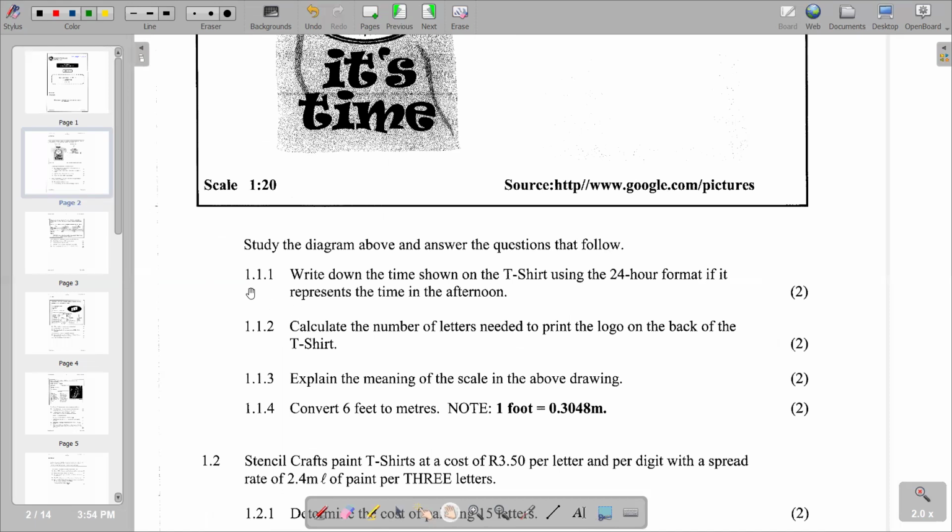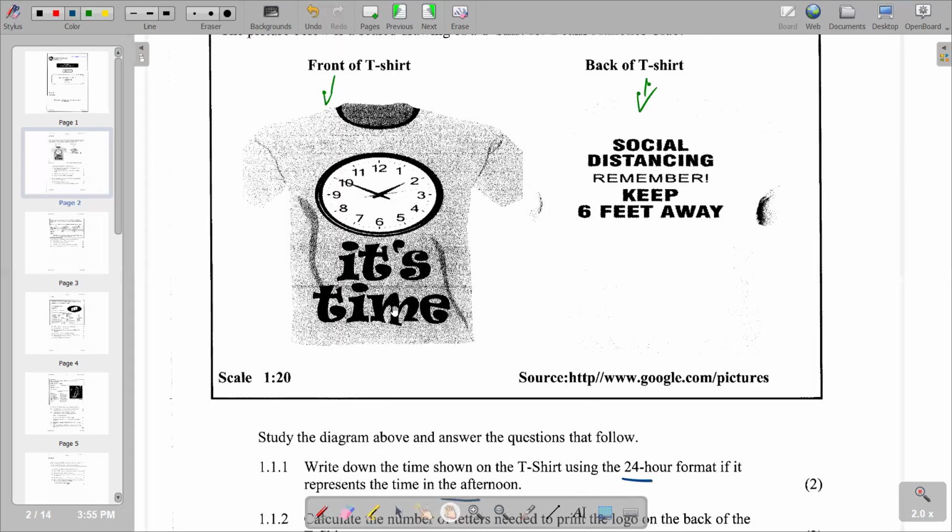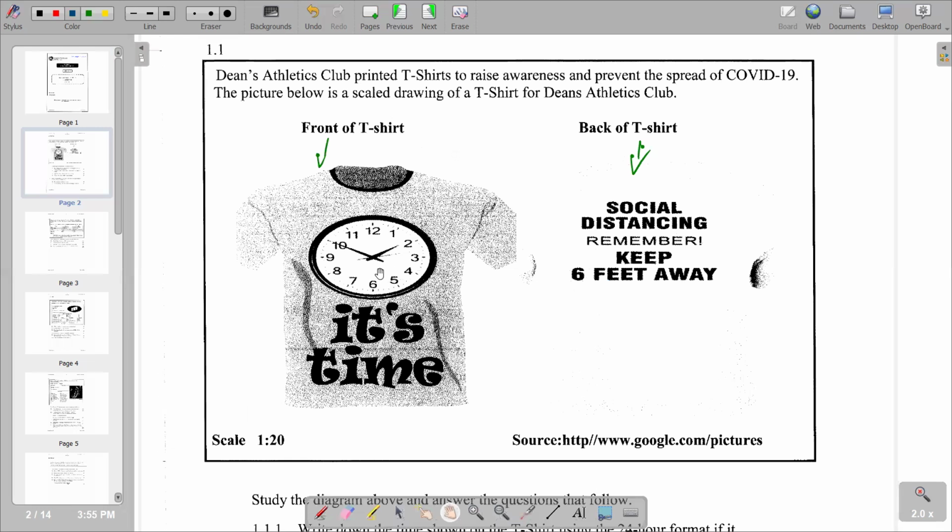Beneath the picture we are given, you now have the questions: study the diagram above and answer the questions that follow. 1.1.1, write down the time shown on the t-shirt using the 24-hour format if it represents the time in the afternoon. So we can just take note that we are using 24-hour format and the time is in the afternoon. We can refer to our picture and see that this is the time that we want to read.